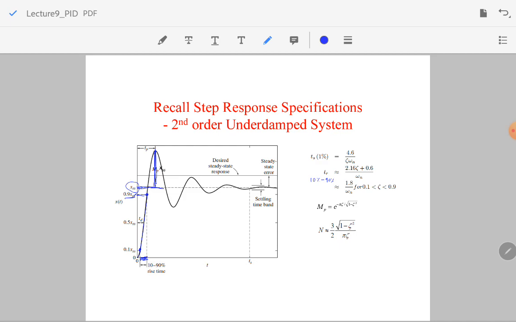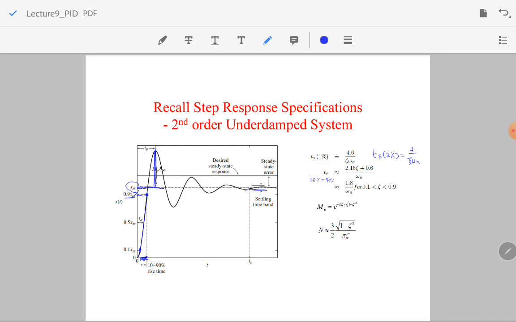So sometimes we use 2%, sometimes we use 1%. If you recall, the 2% definition is about 4 divided by zeta times omega n. Whether it's 1%, 2%, or 3%, the only thing that changes is the number in the numerator. So 1% settling time is how long it takes for the response to settle between plus or minus 1% of the steady state value.